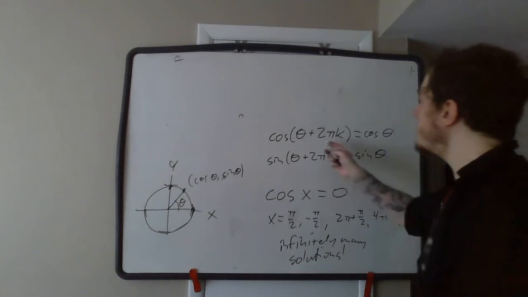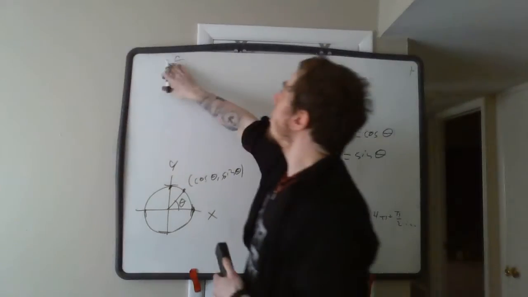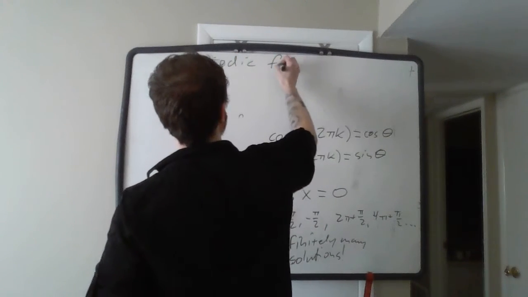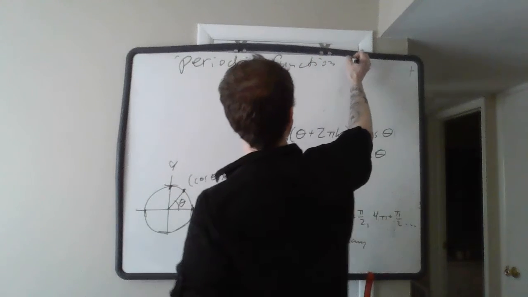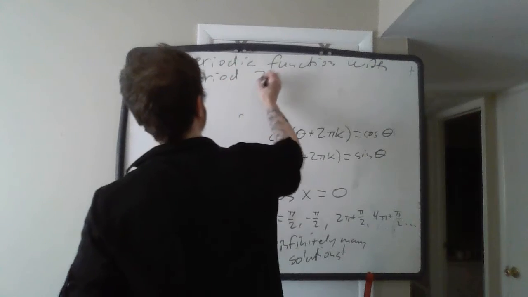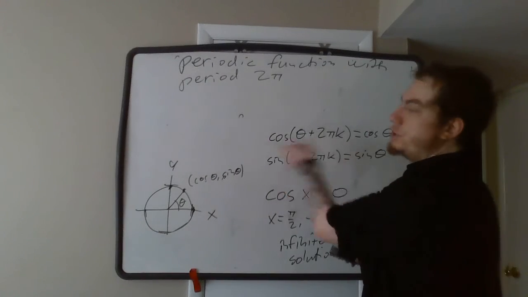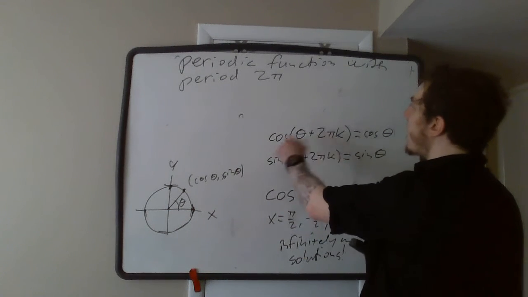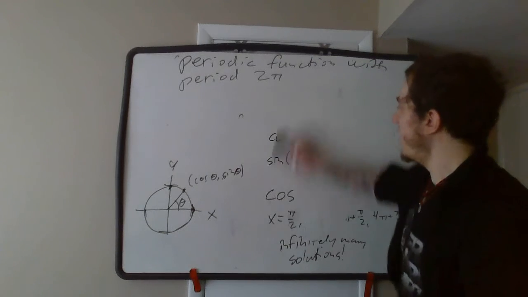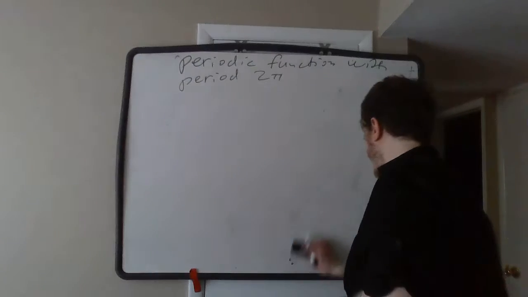Now, by the way, functions that have this kind of a property have a special name, and these are called periodic functions with period 2 pi. What that means is that every time we shift by an interval of width 2 pi, the function repeats itself. More generally, what you can have are periodic functions that have different periods.